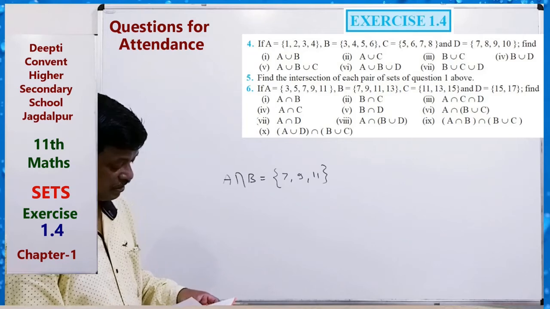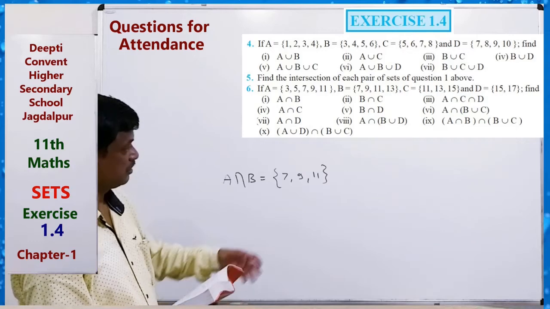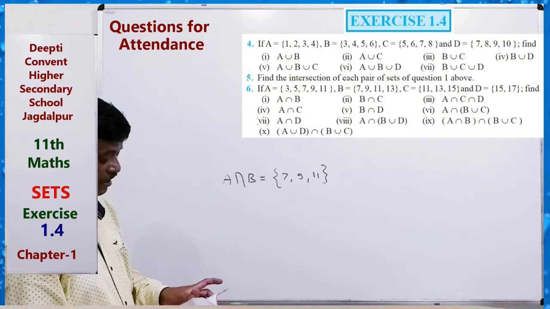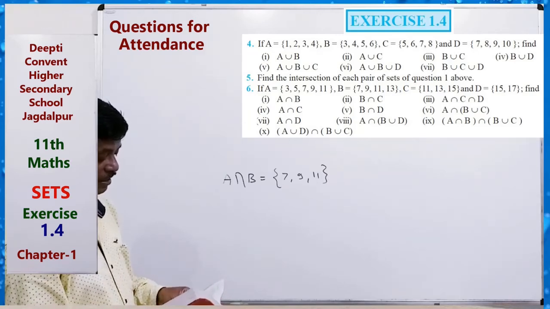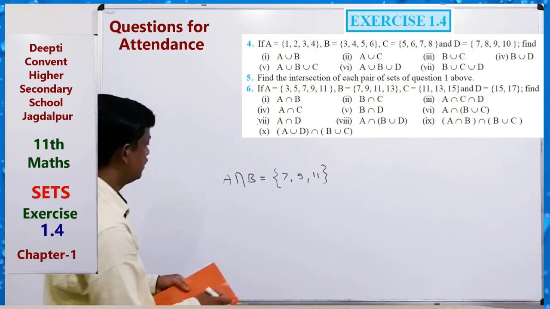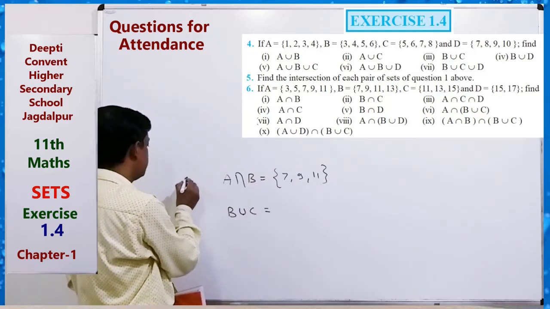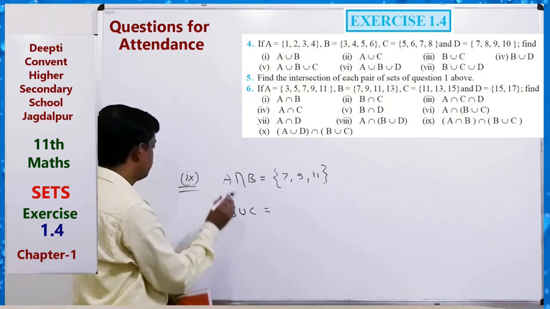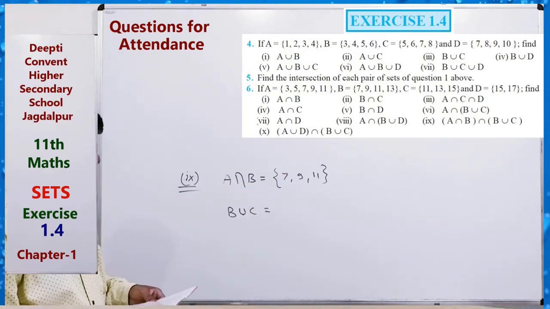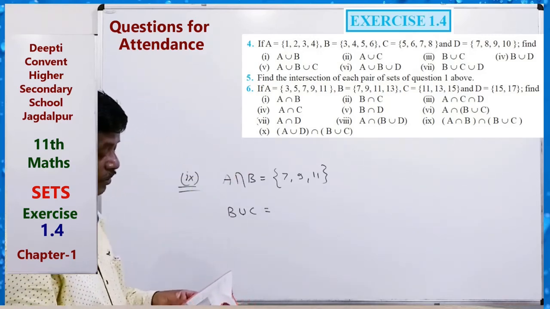Suppose we have to find the value of the last question, question 9: A intersection B union C, that is A intersection, B union C. So also write B union C for 9. A intersection B is this, 7 and 11. B union C: here B is 7, 9, 11, 13 and C is 9, 11, 13, 15.